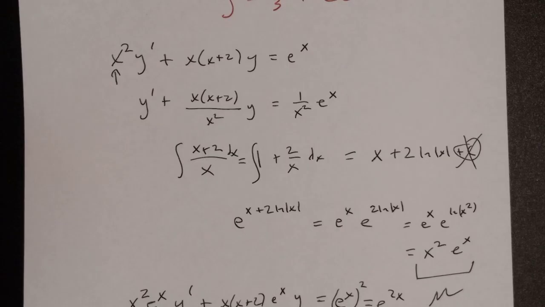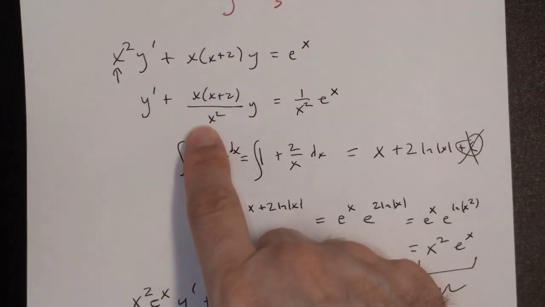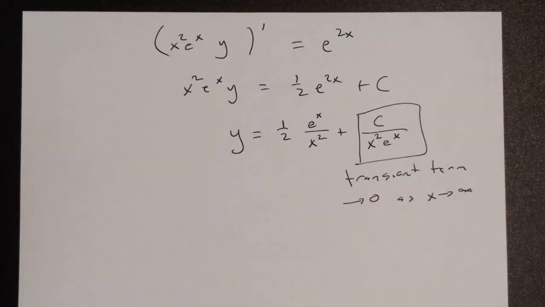Our discontinuities carry over to our solution curves. So we had a discontinuity here at 0, and when we solved it, it was still not continuous at 0.